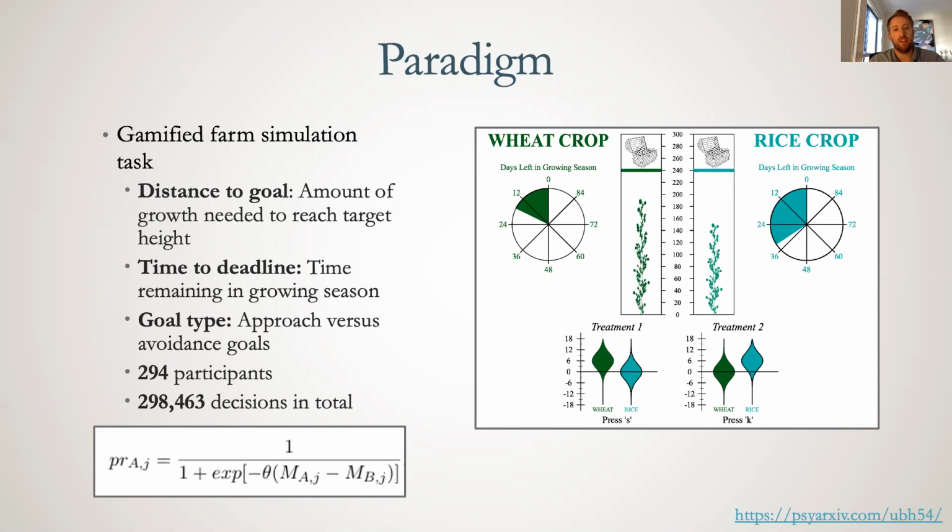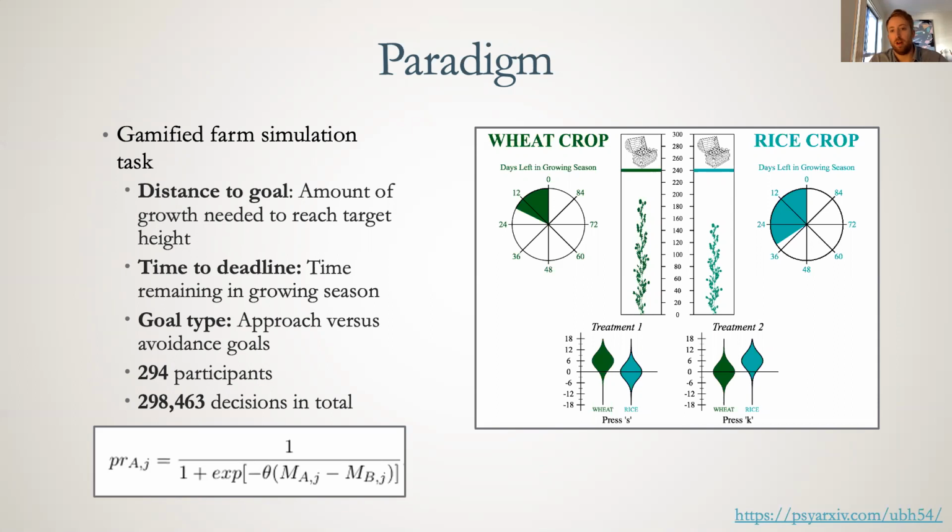And we also manipulated the goal type. So in some blocks, they pursued approach goals, which is what you see here, where they had to reach a growth target. In other blocks, they pursued avoidance goals. In these blocks, they had to manage weeds instead of crops. And the goal was to avoid reaching a certain height rather than to ensure that you reach a certain height.